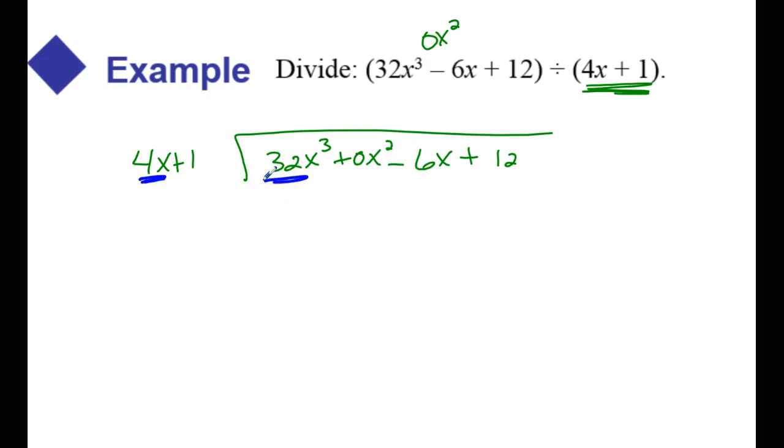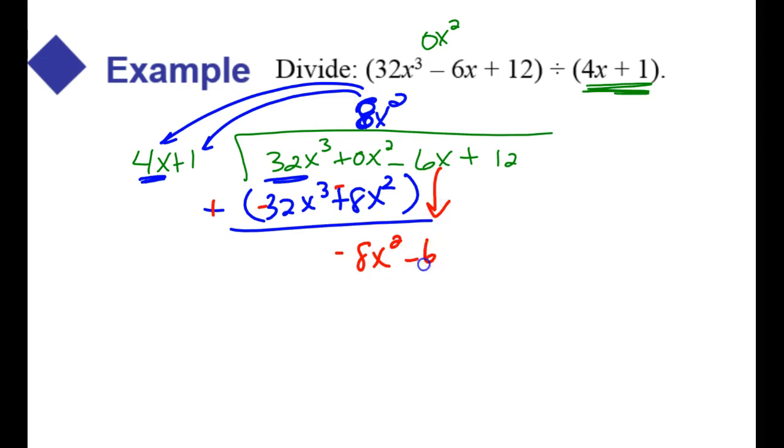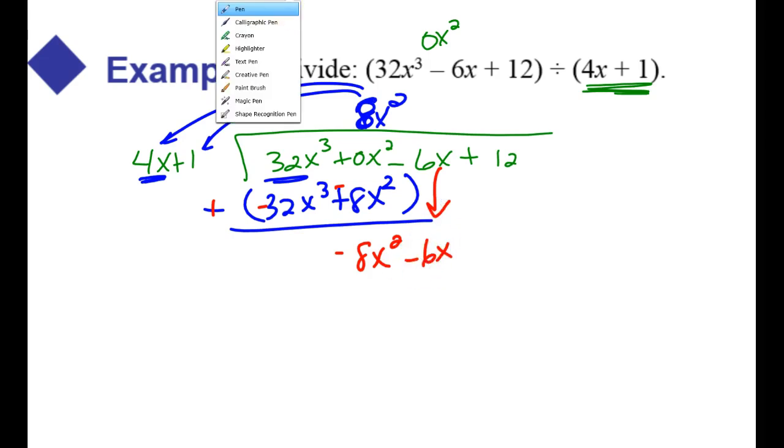4x goes into 32, 8x squared times, and I'm going to put that above my 0x squared term and multiply. 32x cubed, if I multiply by 1, I just get an 8x squared. I'm going to subtract and add the opposite and bring down a negative 8x squared. And the next term is negative 6x.